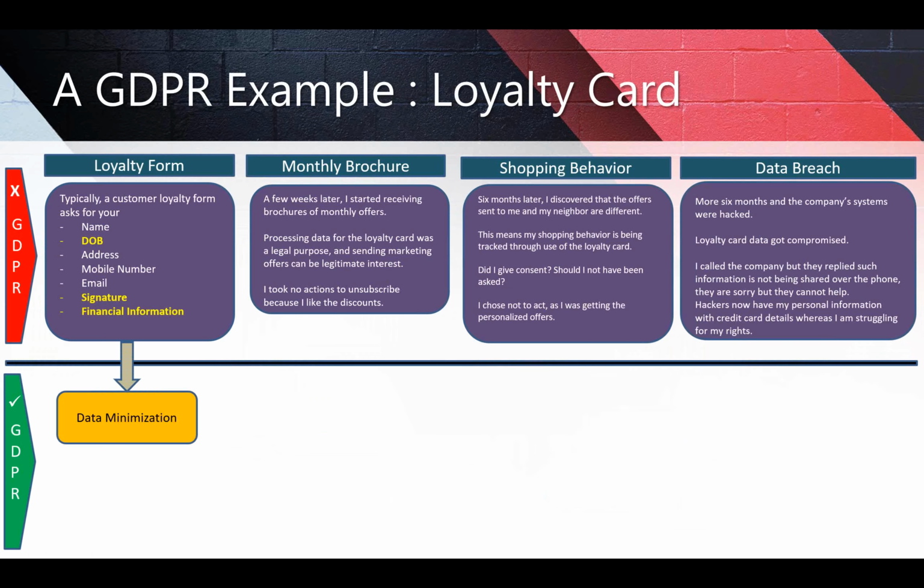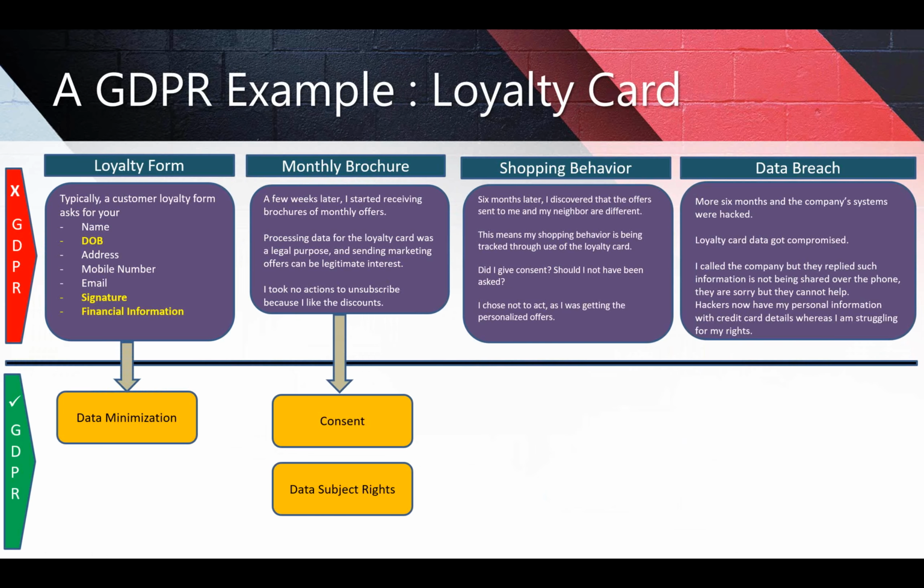So let's say there is a data breach. If they are not collecting your financial information, because GDPR is protecting you, then in case your other information is shared with the hackers, without the financial information you will have some relief. Okay, anyway, my credit card is safe. I don't really have to worry about it because they are not storing my financial information and GDPR is there.